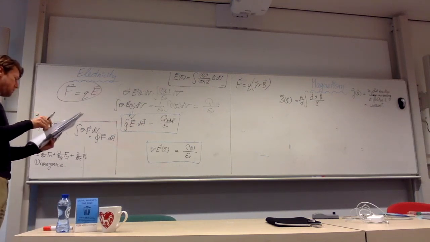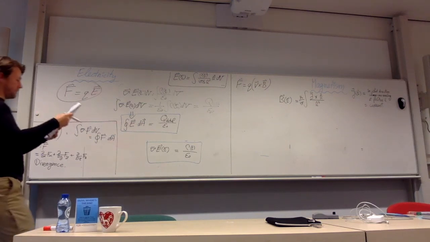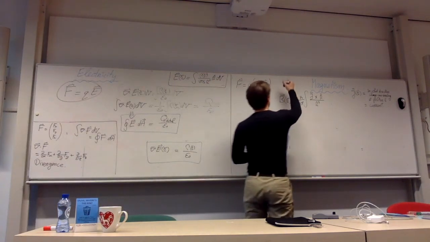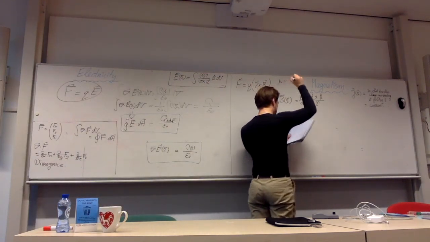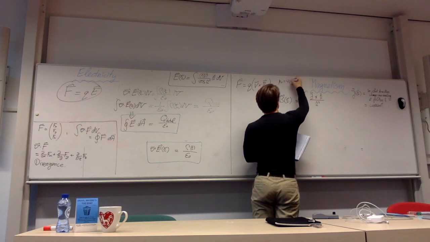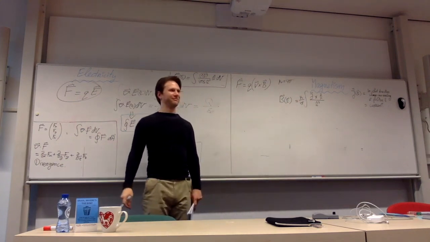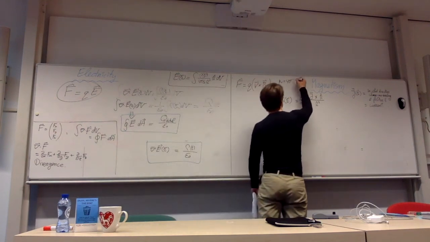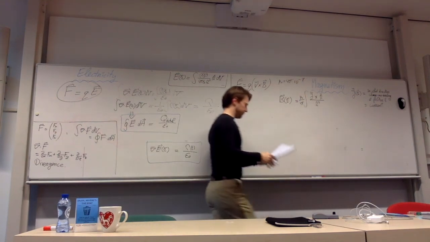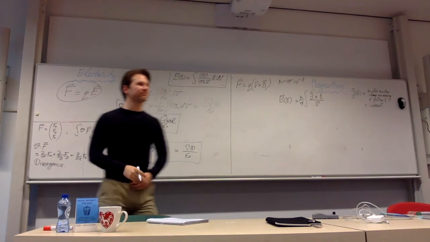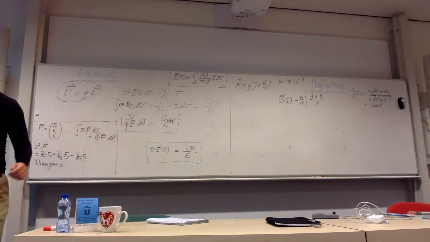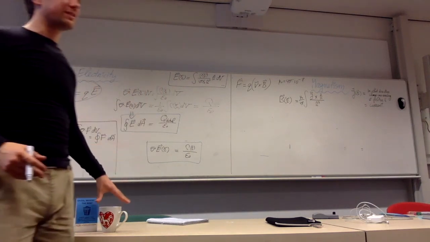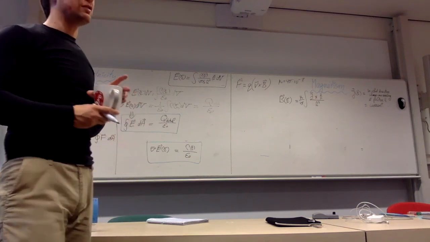And here it is. Mu zero is 4 pi. You can tell it's just defined in that way. Don't worry too much about the actual values. Again, it's a matter of choosing your units.